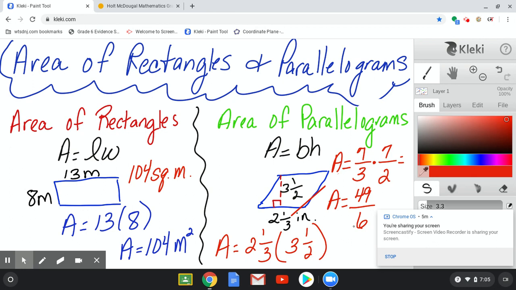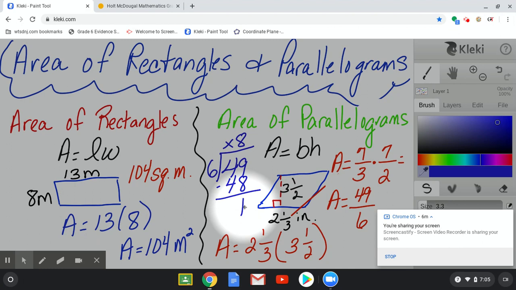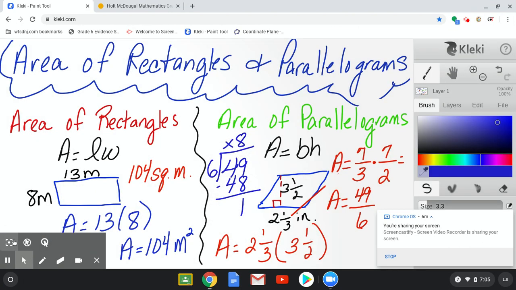So if I were to do that, numerator always goes inside your division box, don't forget. So 6 does not go into 4. It goes into 49 how many times without going over? That would be 8. 8 times 6 gives us 48. We will be left with 1. So my final answer is 8 1/6.